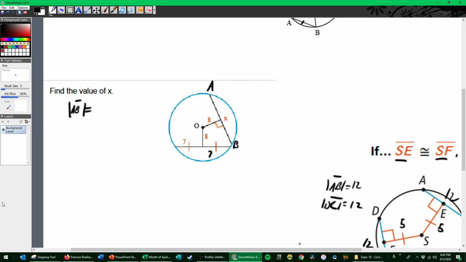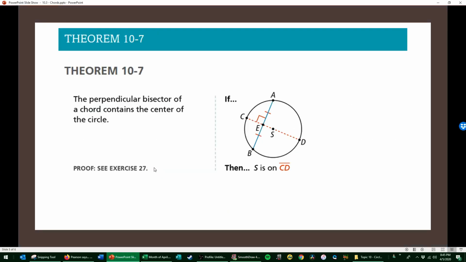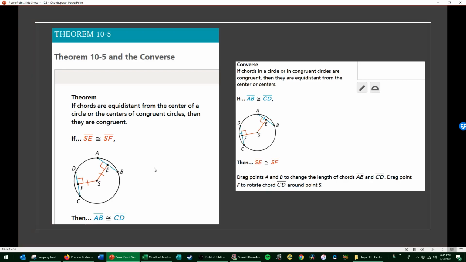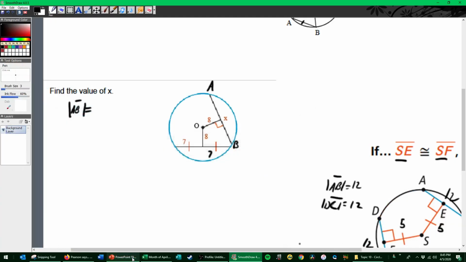Well, let's go back to our PowerPoint really quick and then we'll be done with this. Alright, if SE is congruent to SF, that's the two lines here, from the center to the chord, then AB and CD, and that's backwards, are congruent. So let's see here. Are these congruent? Well, we have a length of 8 here and here. Since those are congruent, these are also congruent.